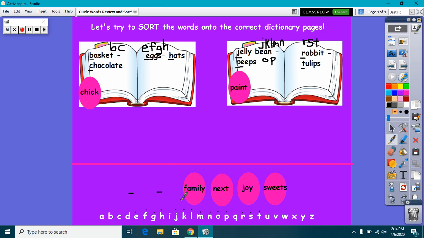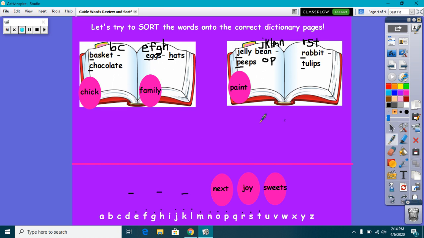Okay, this word right here says family. So you think, what's the first letter of family? That's right, it's F. And look at your dictionary pages and think, which page can a word that starts with F be on? Not this one. There's the F. That's my clue. So there's the word family. It would be here between eggs and hats.